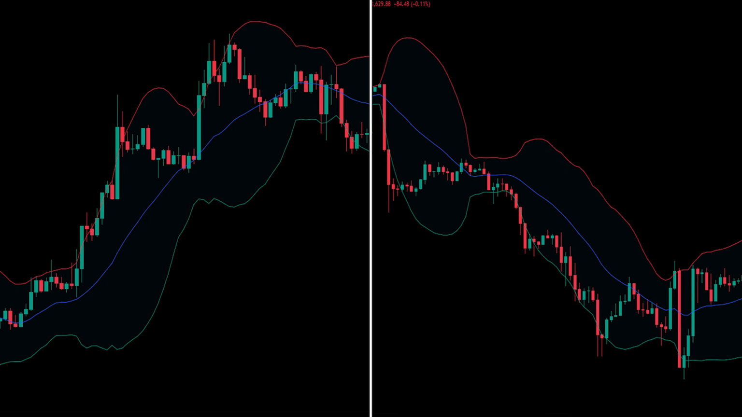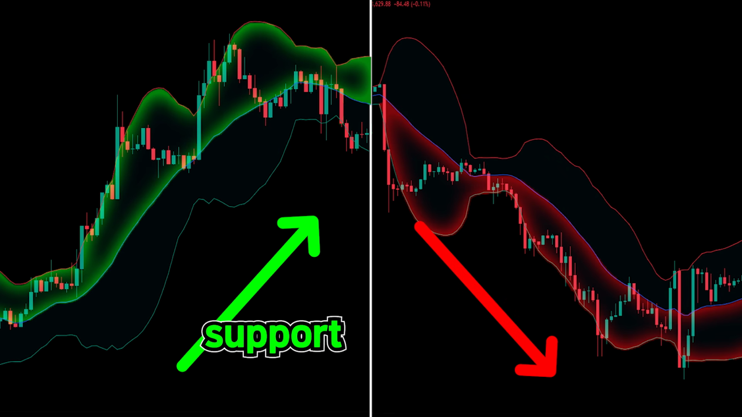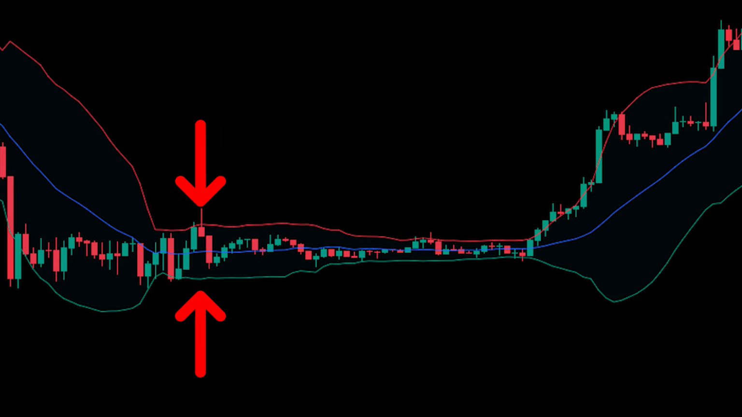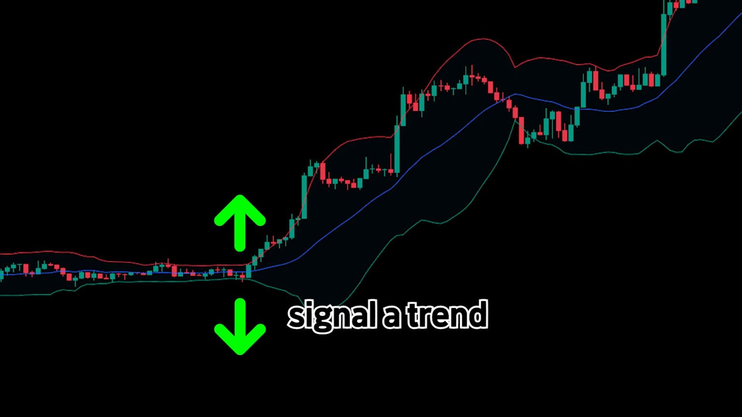Reading the trend is straightforward. If the middle band slopes upward, it's an uptrend. Downward means a downtrend. In an uptrend, the middle band acts as support. In a downtrend, it acts as resistance. Narrowing bands signal consolidation. Widening bands signal a trend in progress.